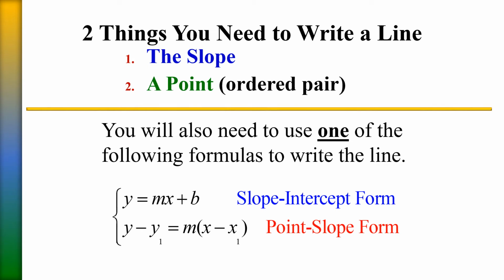So remember, the slope-intercept form is y equals mx plus b, or you can use the point-slope form, which is y minus y sub 1 equals m times x minus x sub 1. Whichever one works best for you or you feel most comfortable with in solving.